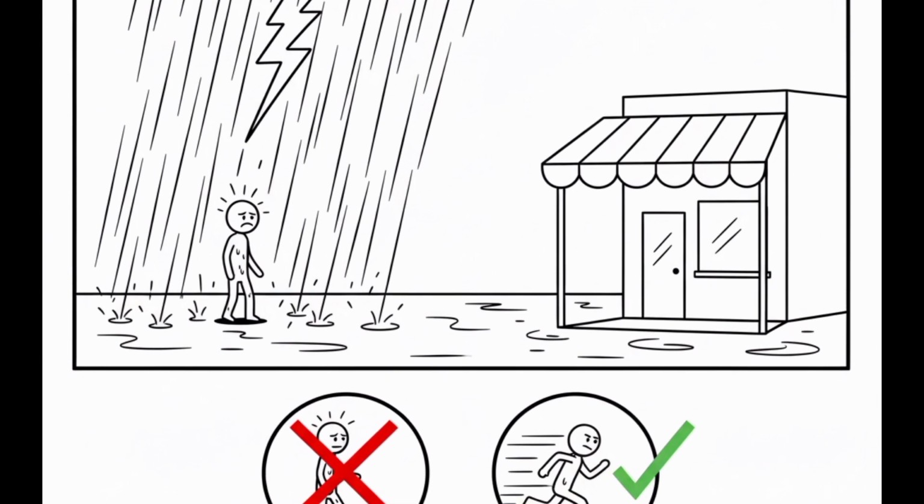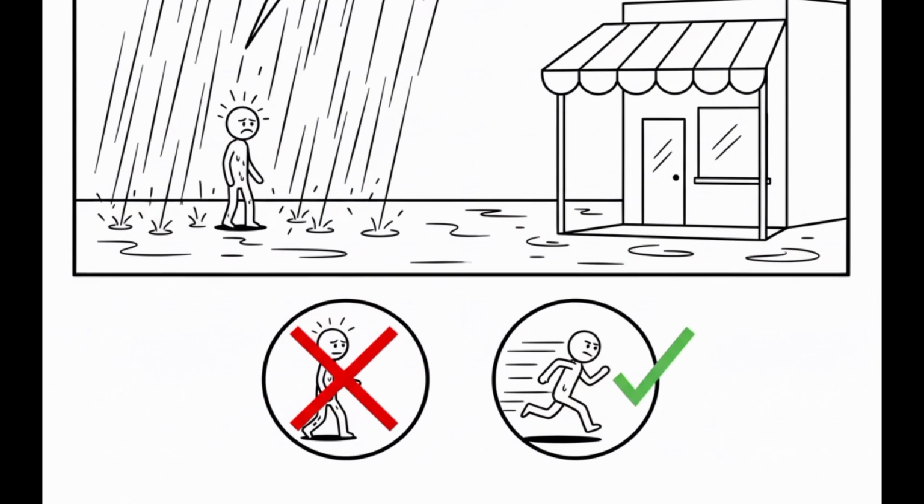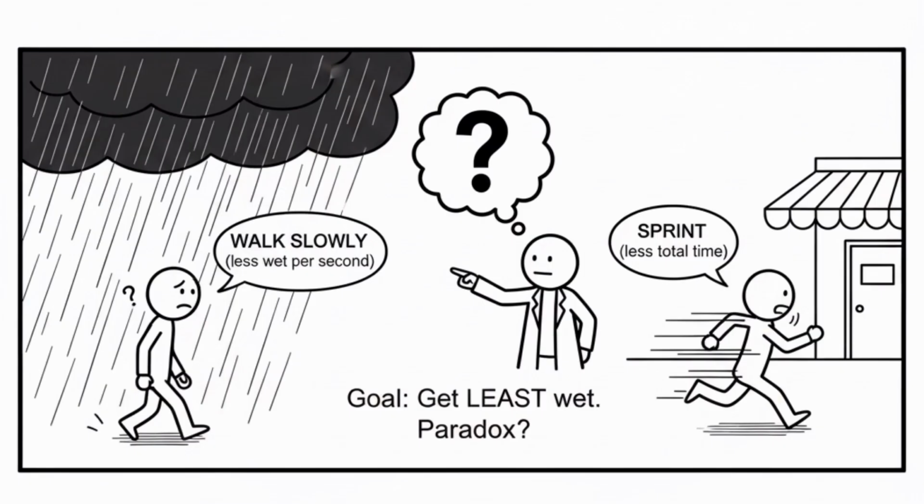Do you walk slowly, minimizing your speed and the amount of time your body slices through the air? Or do you sprint like a hero, minimizing the time you spend under the deluge? The goal of the course is to get least wet.